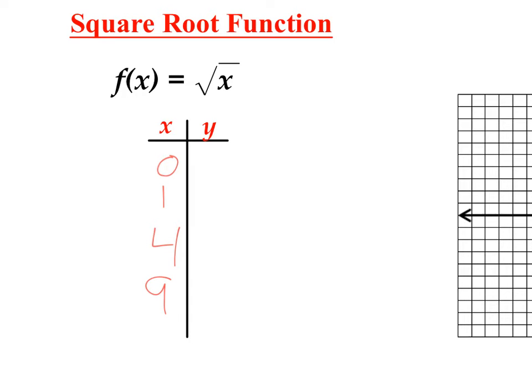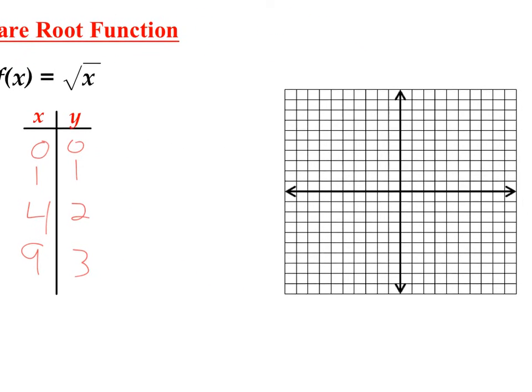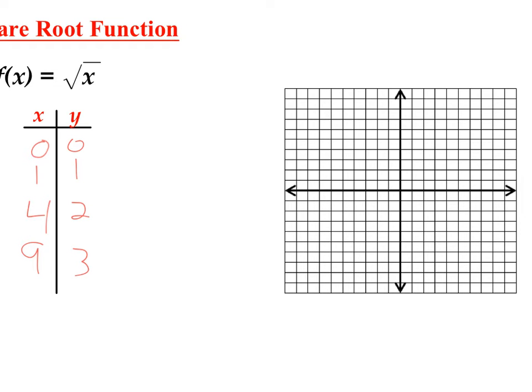All right, so let's see. Square root of 0 is 0. Square root of 1 is 1. Square root of 4 is 2. Square root of 9 is 3. When it comes time to graph, we'd plot our points out. So I've got 0, 0, 1, 1, 4, 2, 9, 3. And to the best of our ability, we're going to connect those.